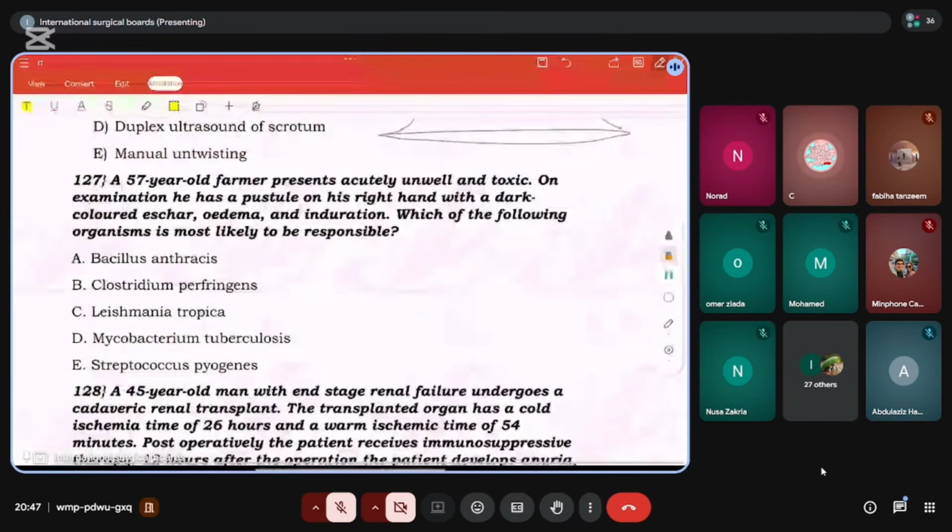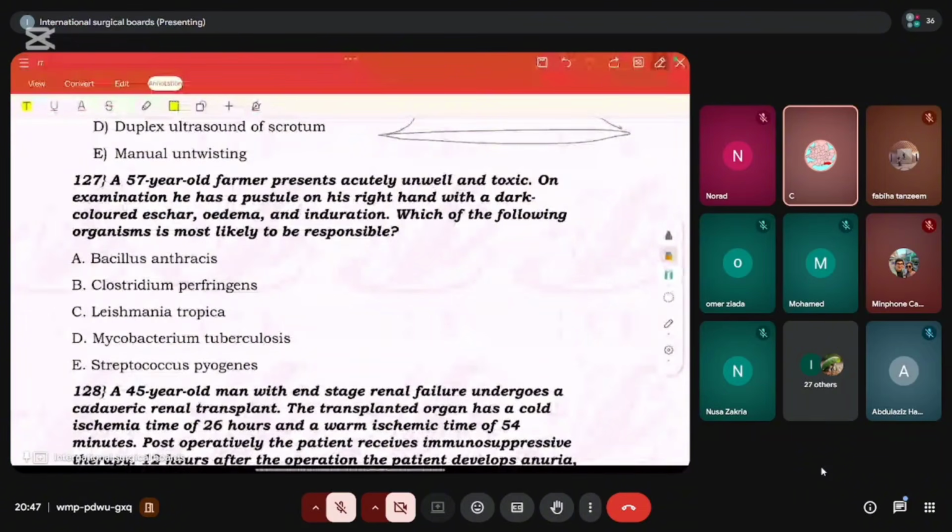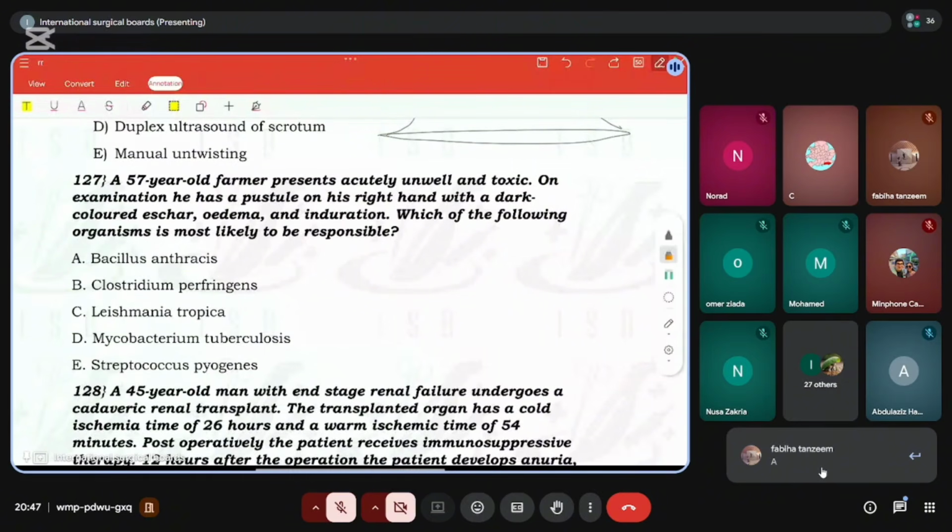Okay. The next one I know because it's the farmer anthrax question. A 57-year-old farmer presents unwell, has on his right hand a dark coloured eschar with edema, and which of the following is likely responsible? So this is A, Bacillus anthracis. This question comes up a lot. So no fun in that. Let's move on.